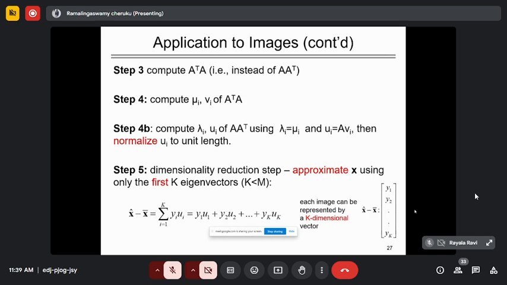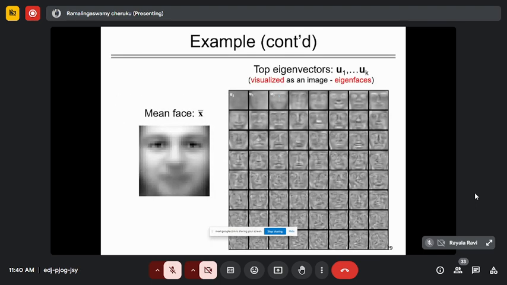We have seen one trick for calculation of sigma x. This problem will arise especially when we are dealing with high resolution images, because calculating sigma x becomes very difficult. So instead of calculating A into A transpose, we are considering A transpose into A. One remedy is this.